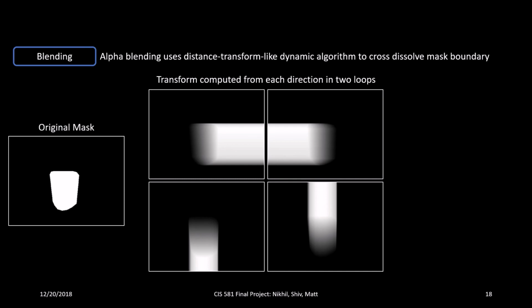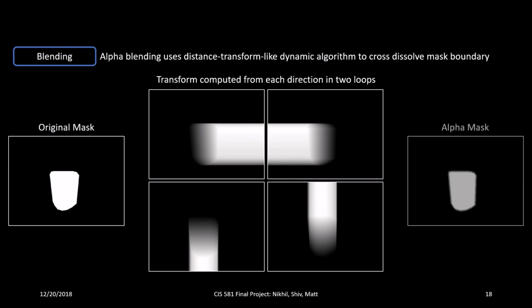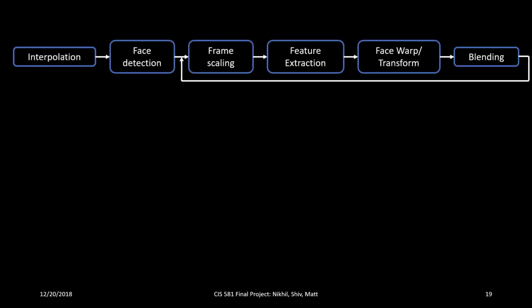And so the result of this is that you put all these 4 frames together, you take the minimum at each step, and then you clip between 0 and 1, and then you have this alpha mask that you can use to cross-dissolve the 2 images. That is the final step. So at this point, we've gone through the whole process flow. That frame would be saved to the output video, and we'd start back up at the frame scaling step.